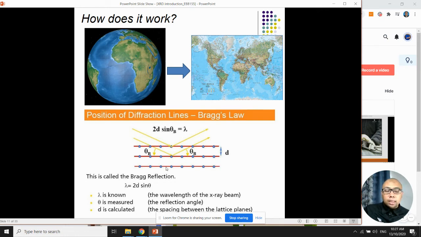For crystalline materials, the atoms are arranged in a stacking order. Therefore, each layer of these atoms has a plane between them. How do I want you to imagine it?